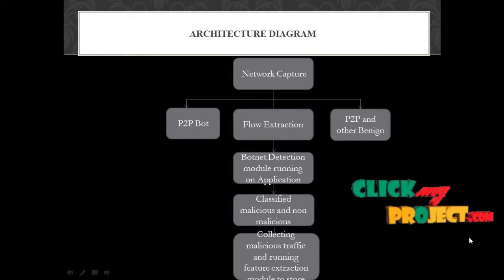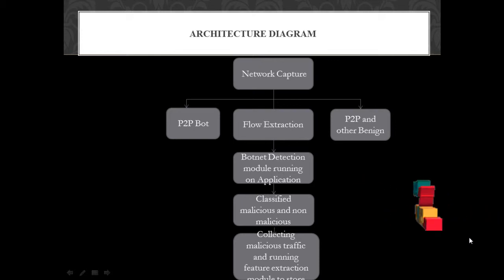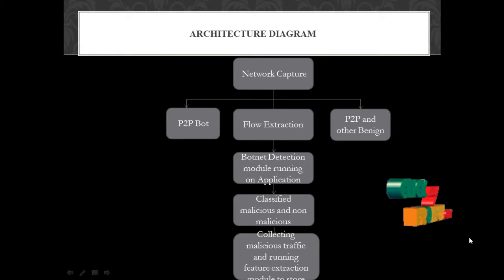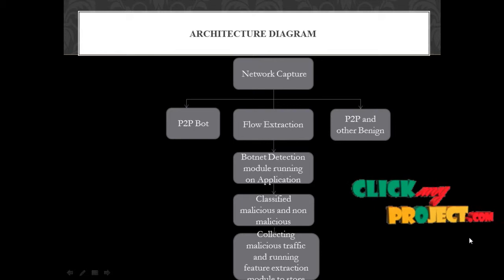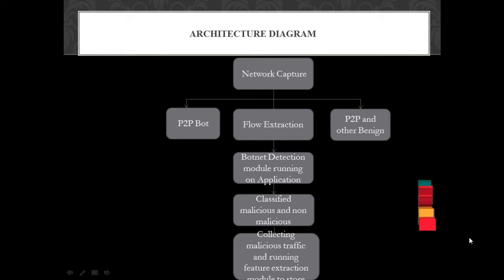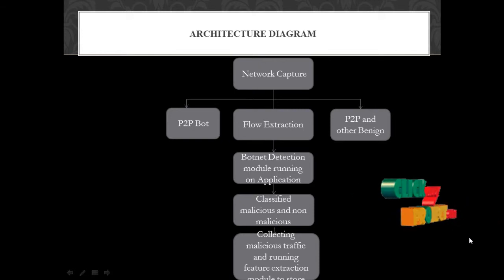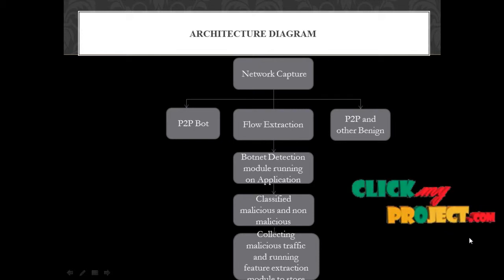That means the user selects the source and destination. If any node fault is detected, the data is transferred from one node to another, that means an alternative path node. Then it is classified as malicious and non-malicious, so we are going to detect the fault node. Then collecting malicious traffic and running the feature extraction model to store. We are going to reduce the traffic and the data transferred from source to destination without any errors or traffic.